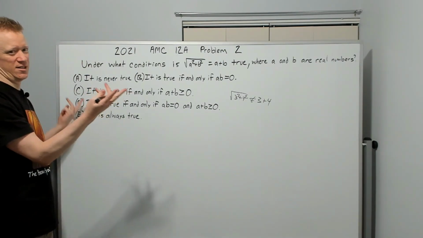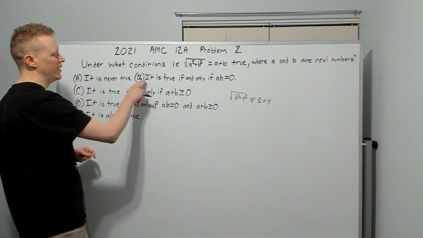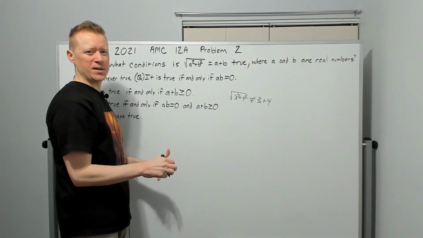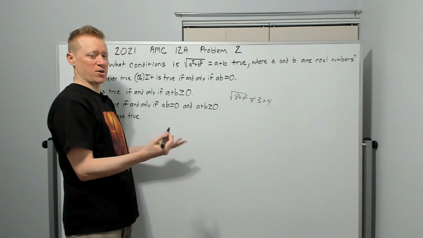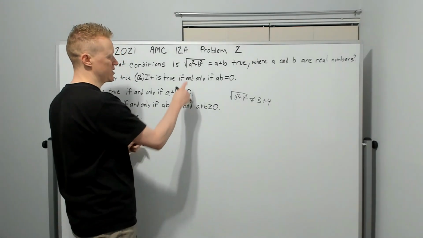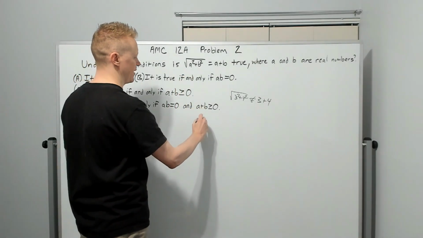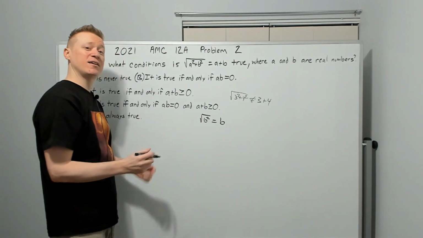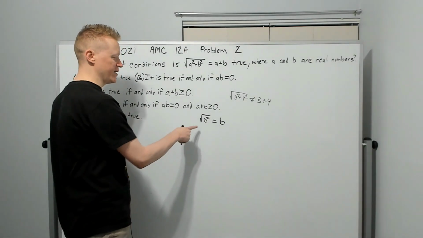A: it is never true. I don't know. Let's just leave that one alone for now. B: it is true if and only if the product of a and b is 0. Let's think about that. If the product is 0, one of them is 0, so let's plug 0 into this. What would it say? The square root of b squared would then equal b. Well, that could be true, but it's not always. You might not know it.